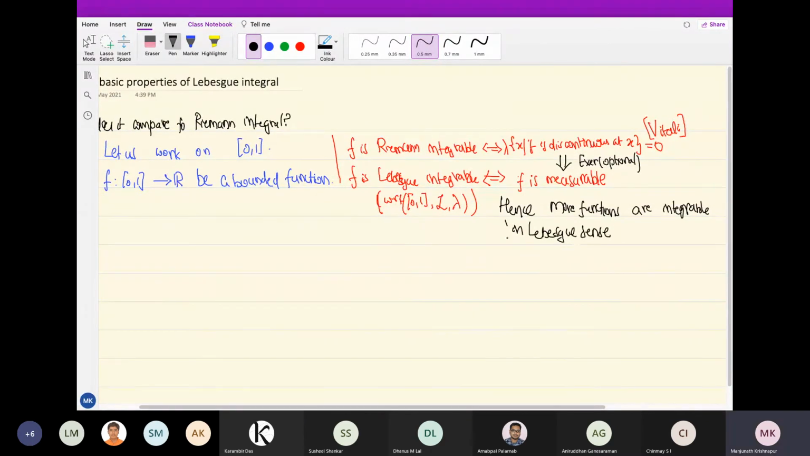In Lebesgue sense. In fact, the integrals will match. That part is also true. I am not going into that. Whenever a function is Riemann integrable, then the integral will be the same as the Lebesgue integral. That is also true. You can see why that is true.